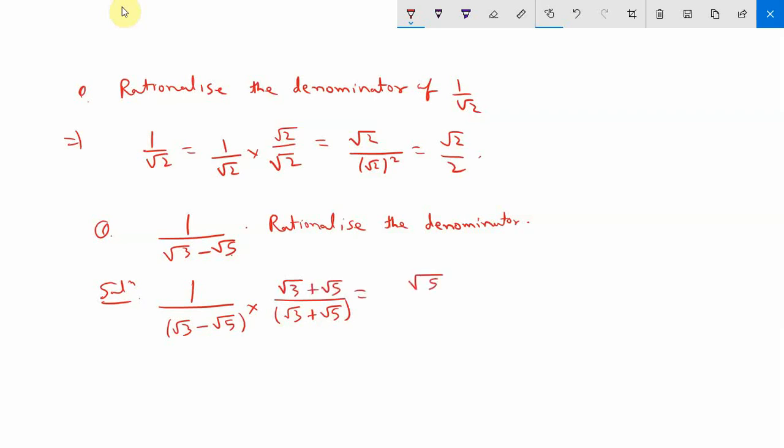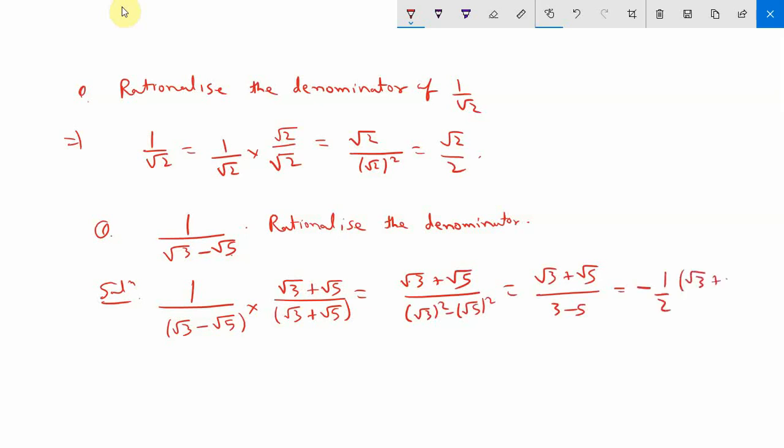Using this identity we will get root 3 plus root 5 by root 3 whole square minus root 5 whole square. So root 3 plus root 5 by 3 minus 5. Okay. So we will get minus 1 by 2, so it will be minus 1 by 2 into root 3 plus root 5. Okay friend. So in this way we rationalize the denominator where the denominator is under root. Next we will see the laws of exponents for real numbers.